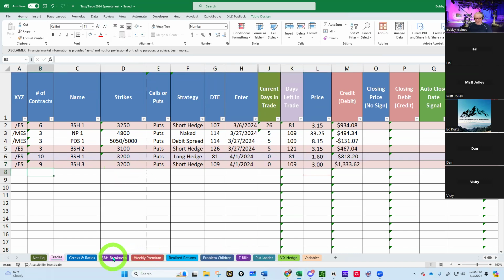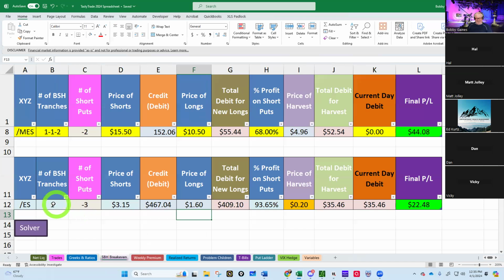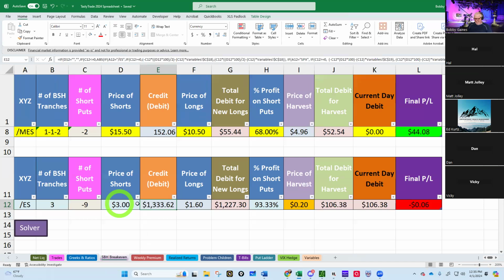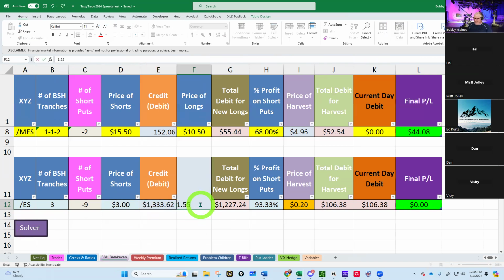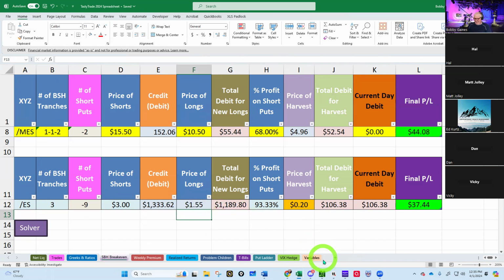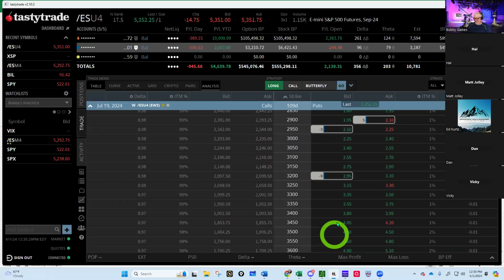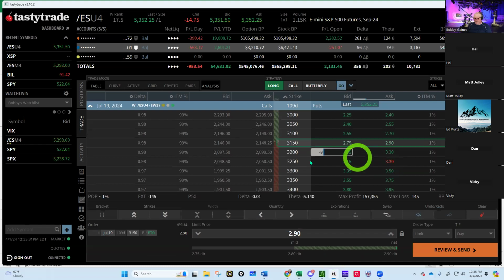So I think we can do our break-even calculator. We did 3 tranches, so we got in them at $3. If I did $1.60, so we need to do $1.60. And if I do $1.55 on those, then we will make $37. I like that. So 9 would be what? So 3 tranches, I'll be buying 15 for $1.55. So let's put that in there. We'll buy 15 for $1.55.